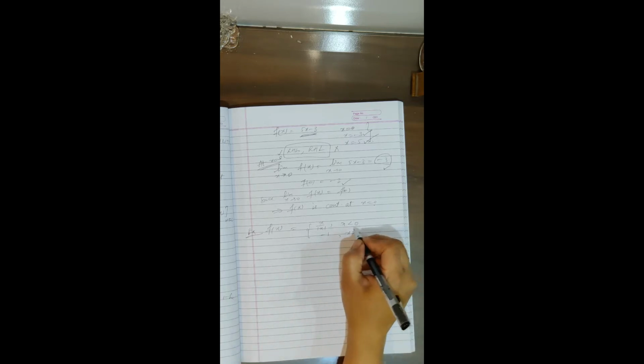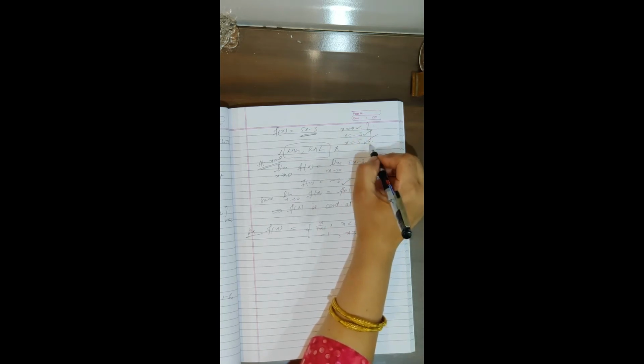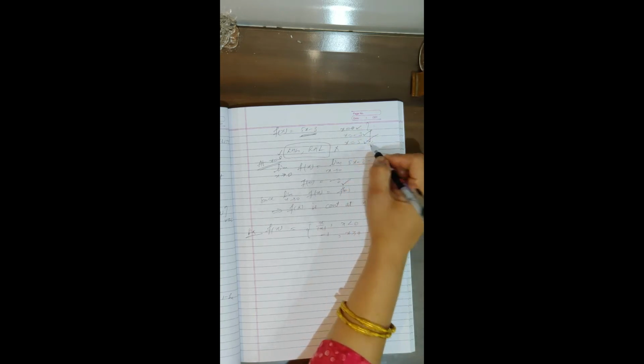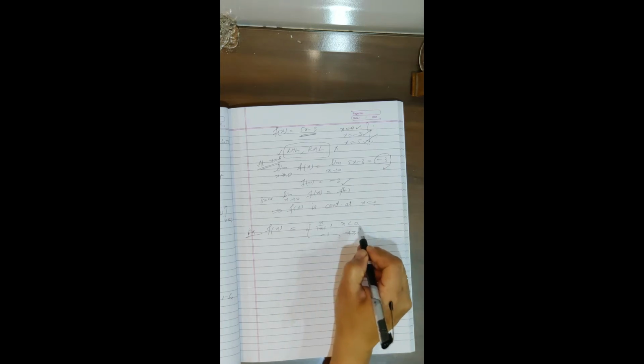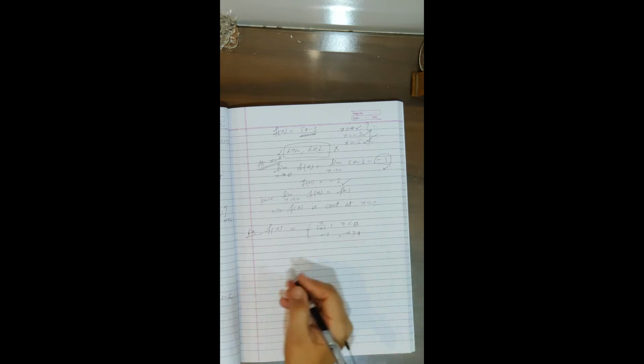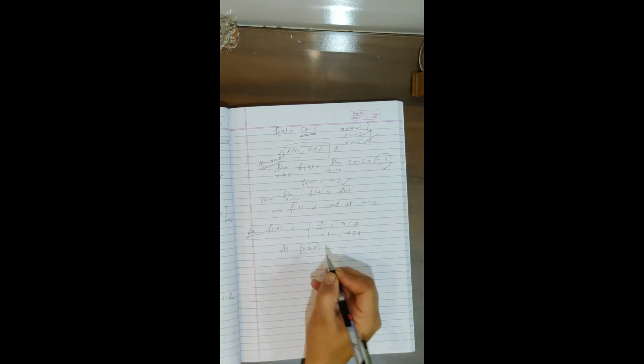Remember one thing: if a point is not mentioned, suppose it was mentioned in the previous question but not here, then what you need to do is observe where the function is being defined. Here the function is defined for x greater than 0 and x less than or equal to 0. That means we are going to check the continuity at x is equal to 0.